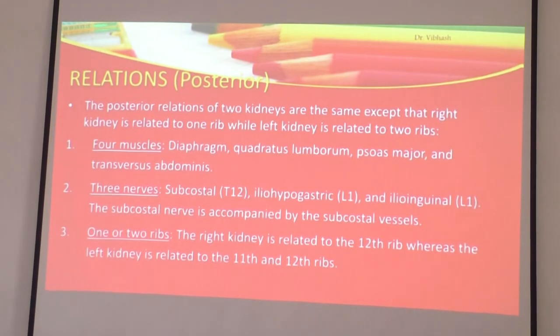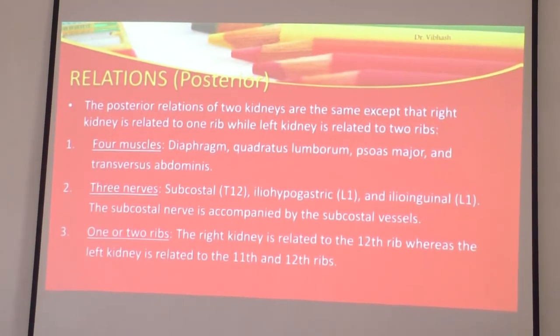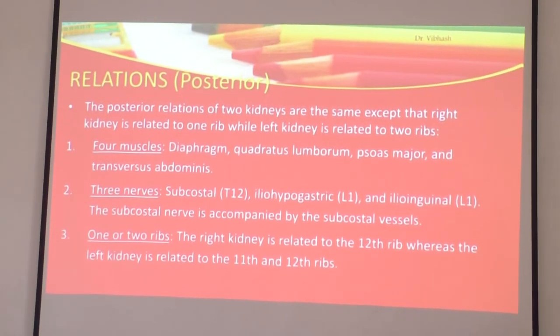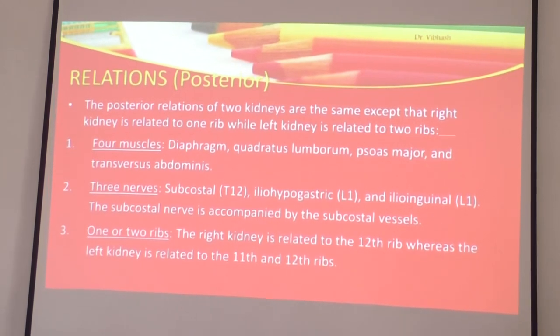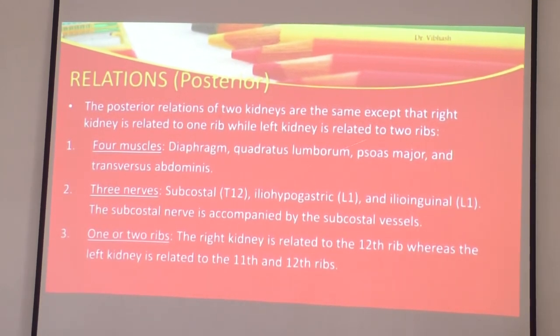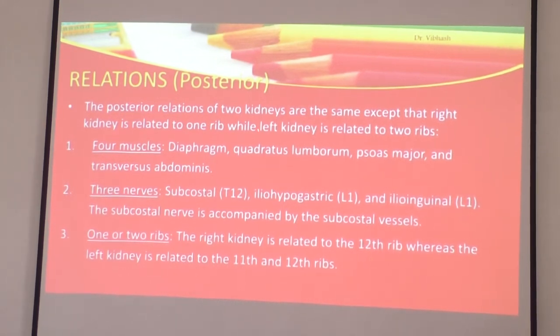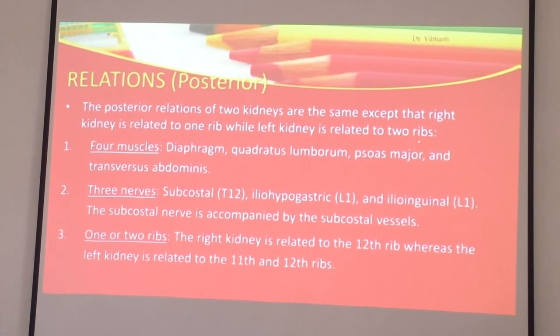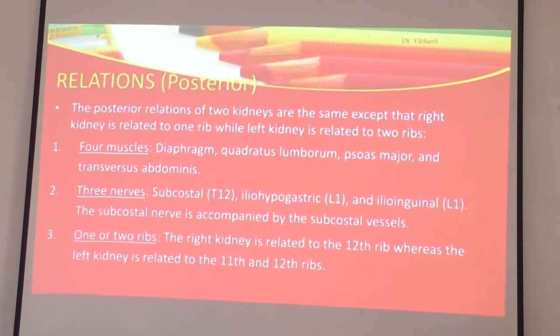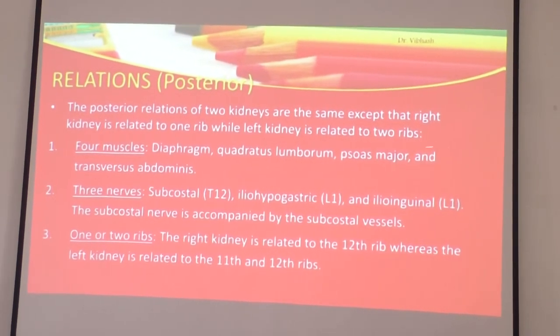Next, go to the posterior relation. On both sides, the same structures are present. Posterior relations of the two kidneys are the same, except that the right kidney is related to one rib, while the left kidney is related to two ribs. Because the left kidney is higher, two ribs come in contact.